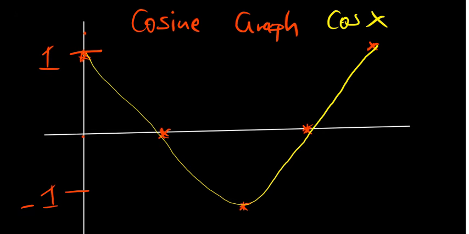So of course this is going to be our pi. This is like pi over 2. That is like 3 pi over 2. And of course the last part is 2 pi. So this is the way the cosine graph comes out.